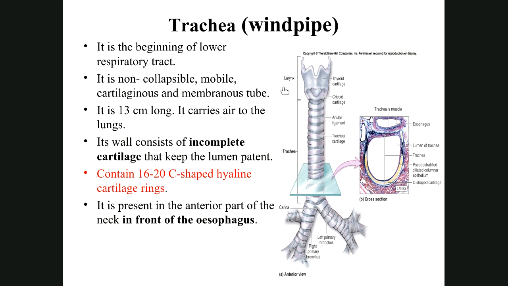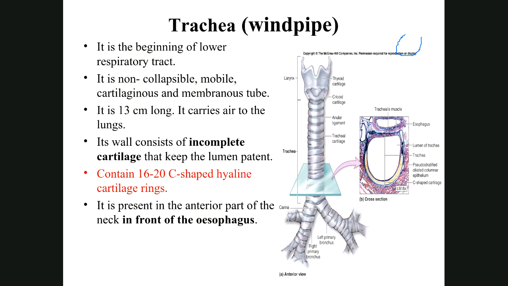Whatever air comes from the nose goes into the trachea and then into the lungs. The wall of the trachea consists of incomplete cartilages. How are these cartilages? These cartilages are C-shaped cartilages. See here, this is the C-shaped cartilage.